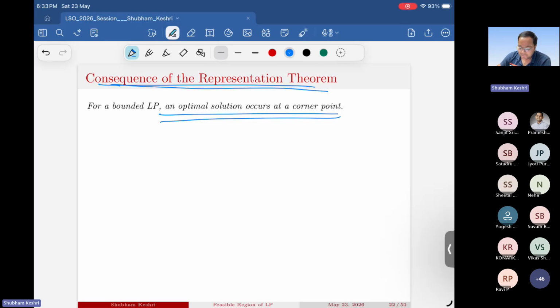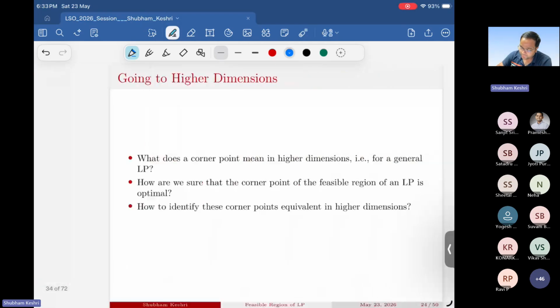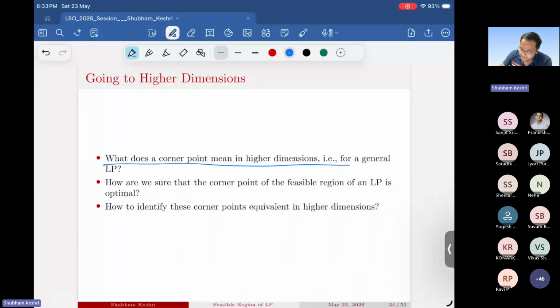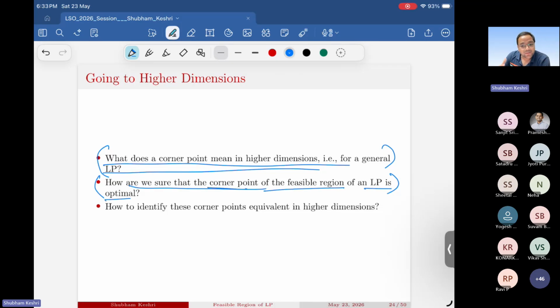Okay. So we have answered the second question. I'll come to this one. So we have answered the first question: what does a corner point represent in higher dimension? We have seen that it is an extreme point. We have not gone into the detail, but it is an extreme point. We have also answered the second question. What is the second question? How are we sure that a corner point of the feasible region of an LP is optimal? The consequence of the representation theorem is that an optimal point will always be at one or more corner points. Is it clear?